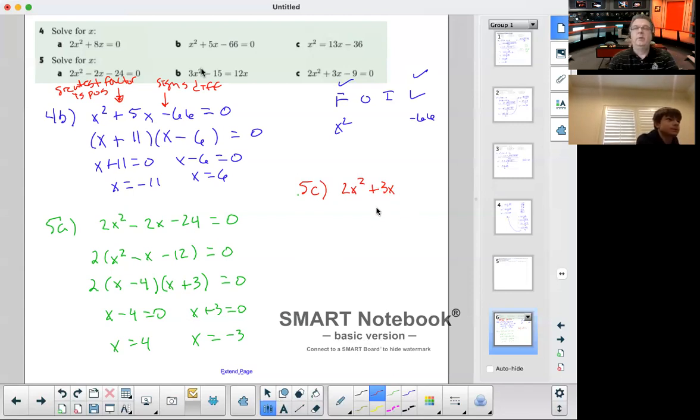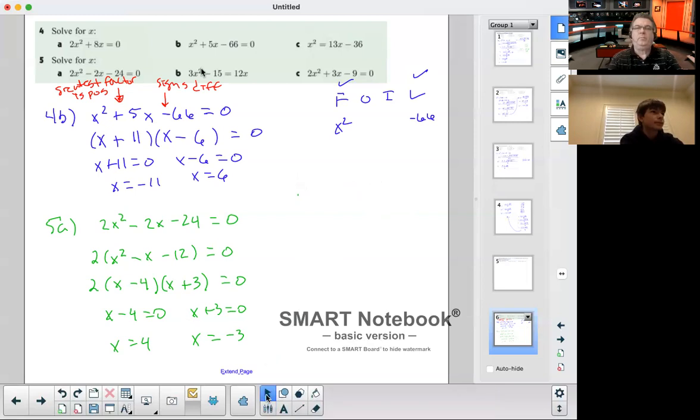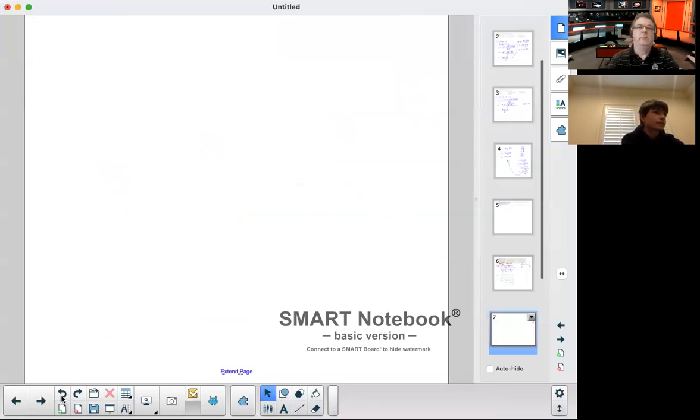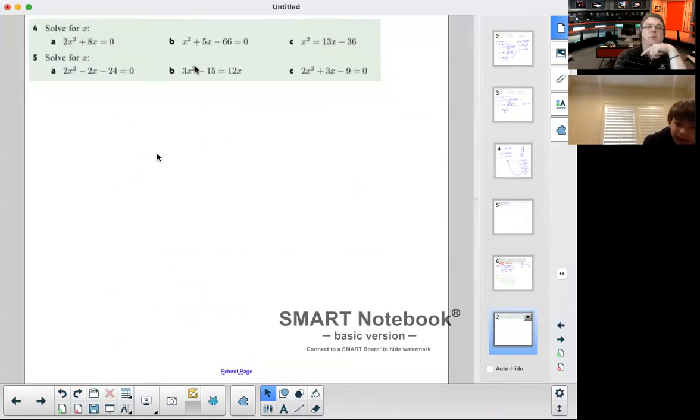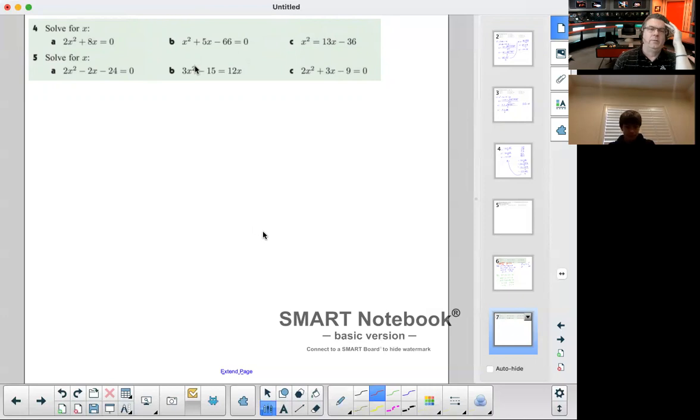Actually, I'm going to put this on a new page. Okay, now we don't necessarily have to solve by factoring. You can always solve by using the quadratic formula, can't you? Always. But it's just that factoring is a little quicker.